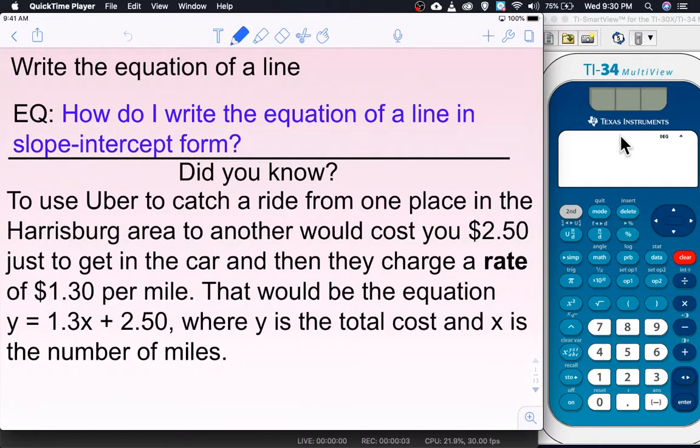Hello, and welcome to this lesson on writing the equation of a line. That's going to be our goal. We want to write the equation of a line, specifically in slope-intercept form. That's the form we've been talking about, that y equals mx plus b thing we looked at in the previous lesson. The essential question says, how do I write the equation of a line in slope-intercept form?